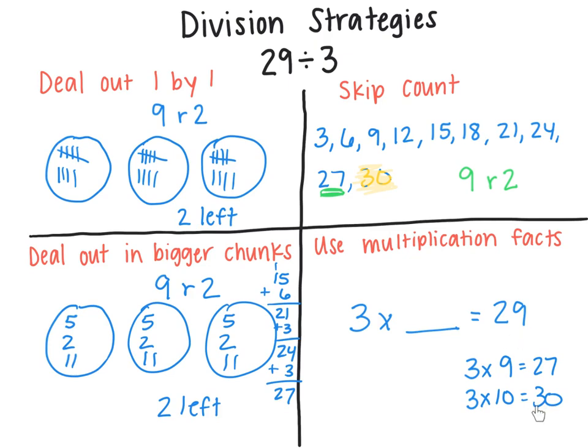So if I choose the 30, that's over 29. So I can cross that off. That's not the one I'll use. So I go back to this one. And so I know it would be 9. And we're at 27, but there's 2 left over. So 9 remainder 2. So if you want, write these down in your math notebook so that you have some strategies to complete the assignment for today.